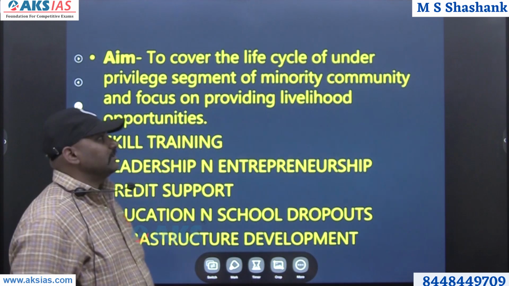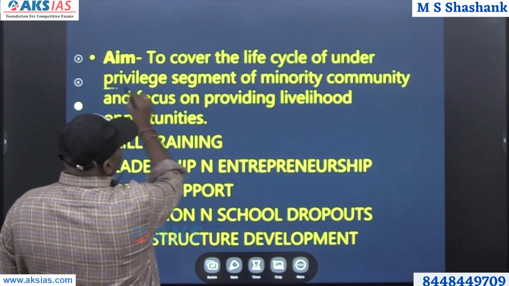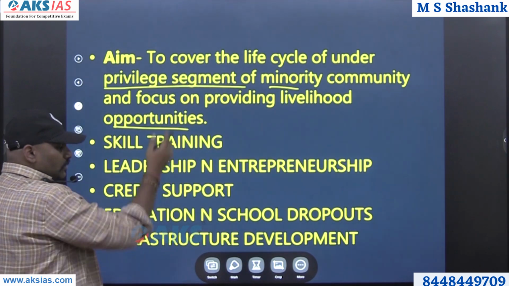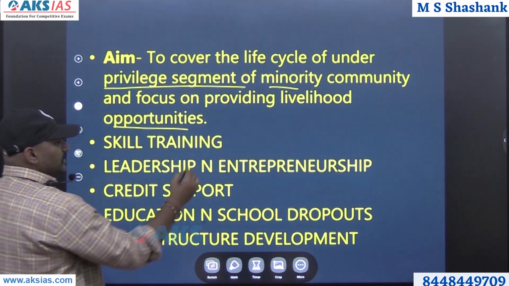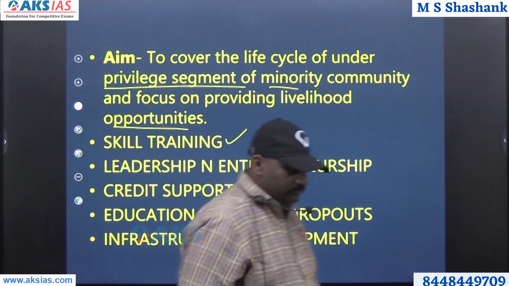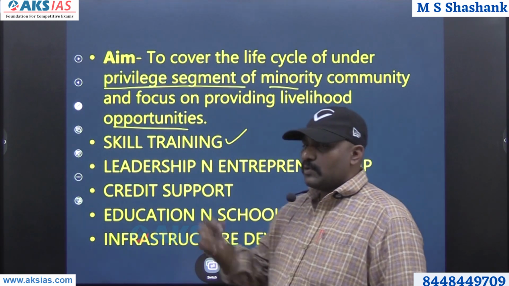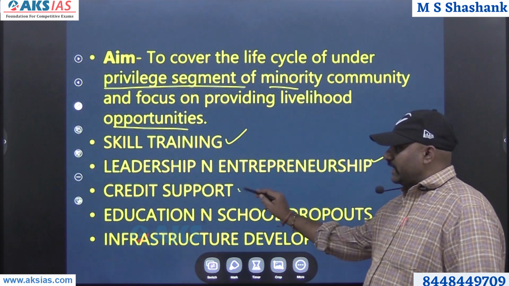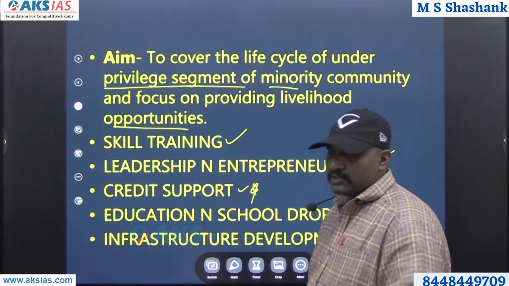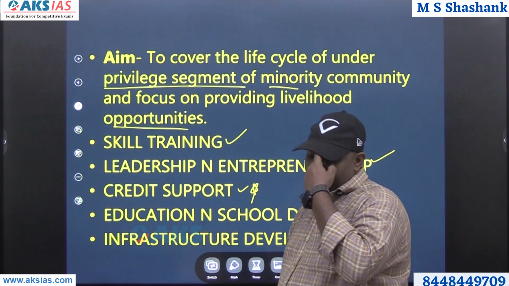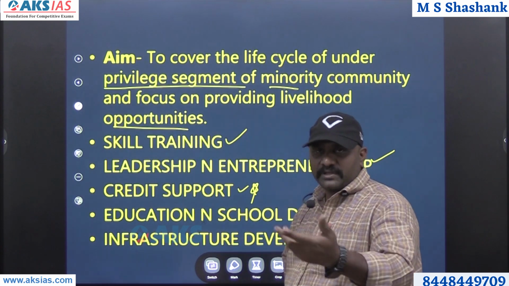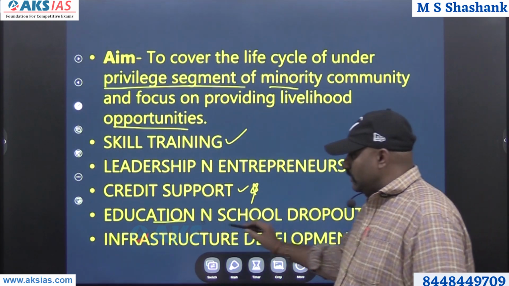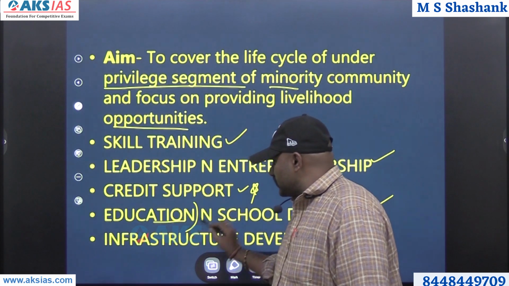All the schemes' aim is to cover the life cycle of underprivileged segments of the minority community and focus on providing livelihood opportunities. So under that, what do we do? These schemes, one is for skill training, whatever is required for the work outside, skill training. Next, leadership and entrepreneurship. Next, credit support. This is very important. Financial support is also given to them. If, for example, within the underprivileged group there is a person who wants to do something, credit will be supported. And next, education as well as school dropouts. Education issues as well as school dropout issues.